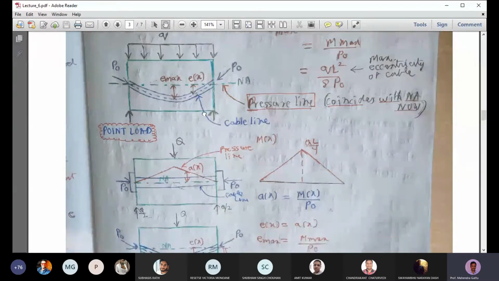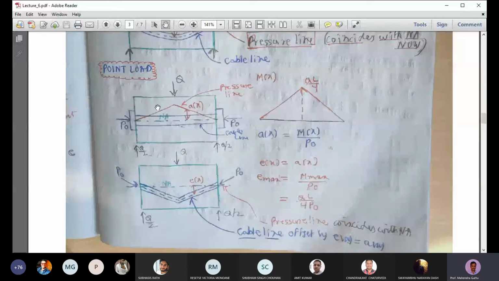Suppose we analyze another scenario. In this scenario, we have a point load acting on the beam, and the beam is simply supported. Let's call the point load magnitude Q. So we can draw the bending moment diagram. The shear force is Q by 2 here. At the center we'll have the maximum bending moment, Q by 2 into L by 2, so QL by 4. There will be a linear variation, and after that another linear variation. So there will be an increase and then a decrease.